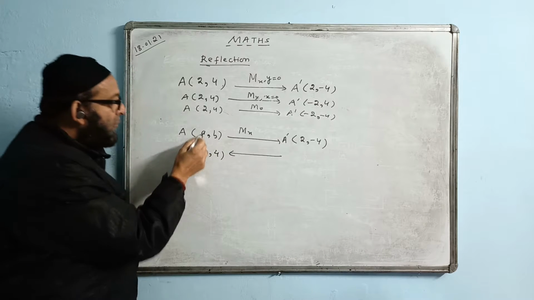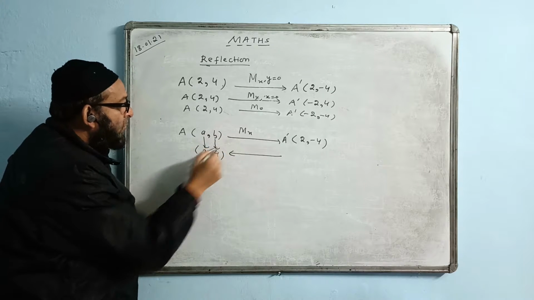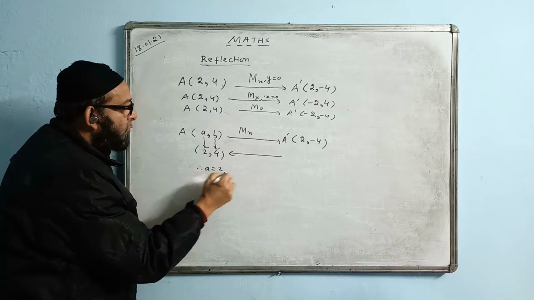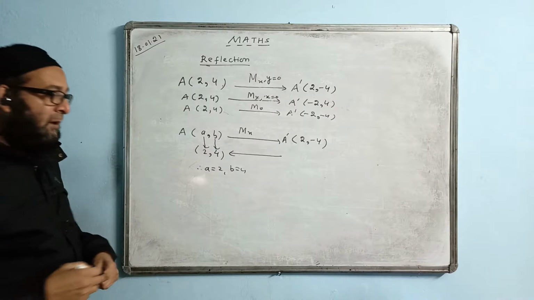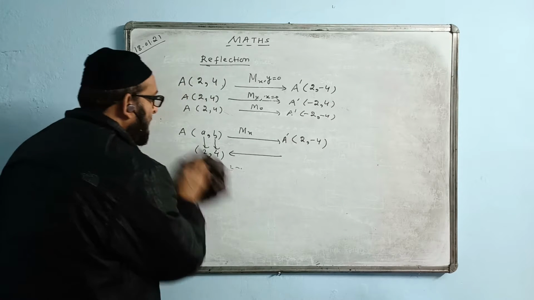Now we compare. A value is how much? 2. And B value is how much? 4. Therefore the answer is A is 2, B equal to 4. This is one way of doing it. Another way of doing it is like this.